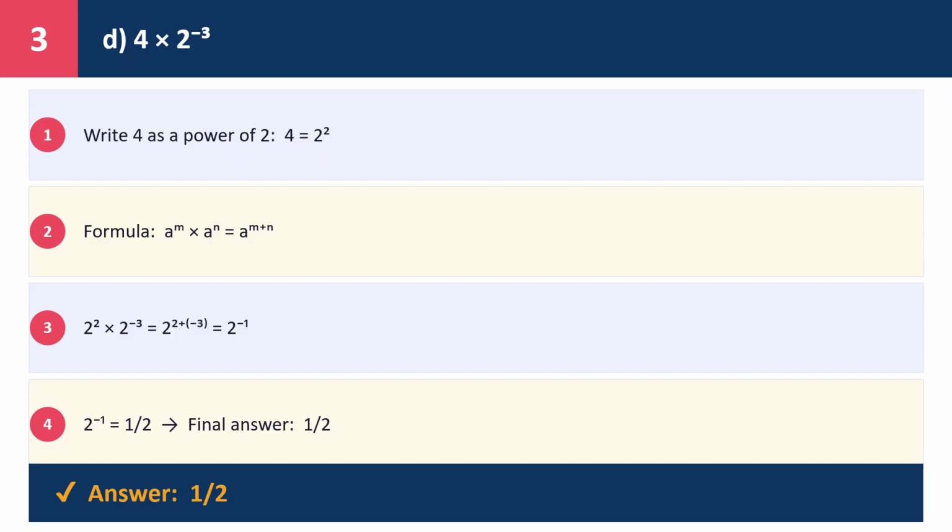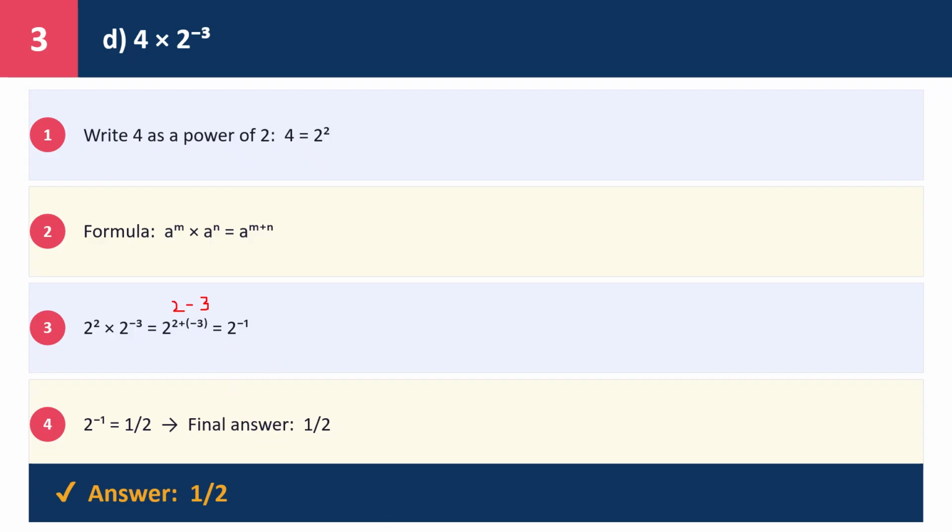So 2 minus 3. Okay. Now one number is positive, another number is negative. So what you have to do, you just do the normal subtraction. 3 minus 2. From the bigger number only, we have to subtract the smaller number, right? So 3 minus 2 is 1. But what is our bigger number? That is 3, which has the minus sign. So the answer will come in negative. Okay, so 2 power minus 1.